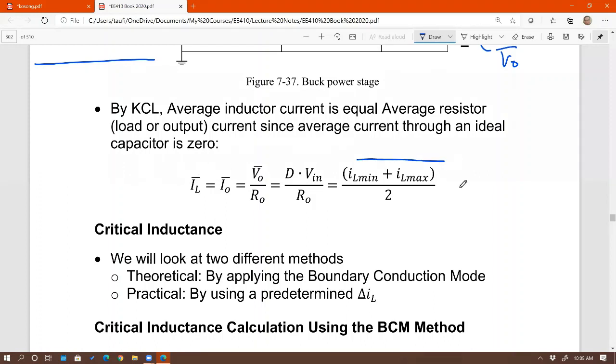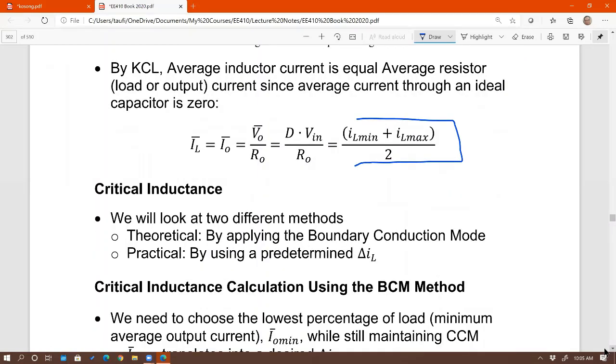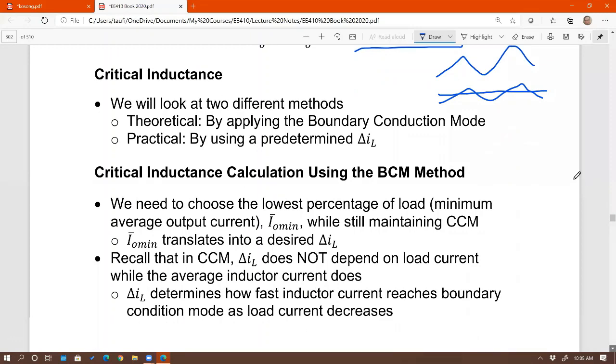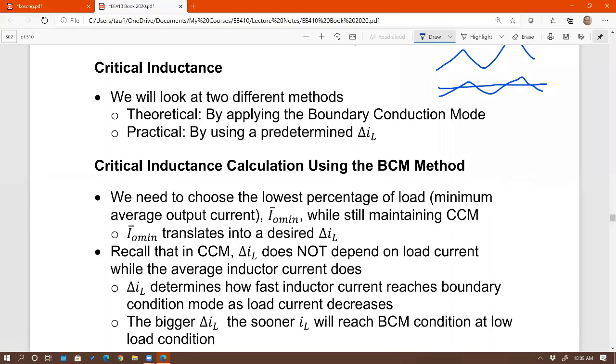We first knew about this equation from Tuesday. Now you know more equations for IL average, right? IL average is also equal to I out average, V out average over R out, and then D times V in over R out. Any question on that one? So from the triangular waveform, now you know the equation for IL average, right? Multiple equations. Okay, let's look at the very first parameter, L.